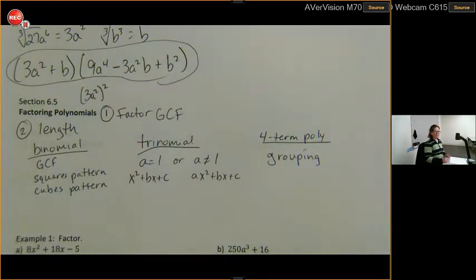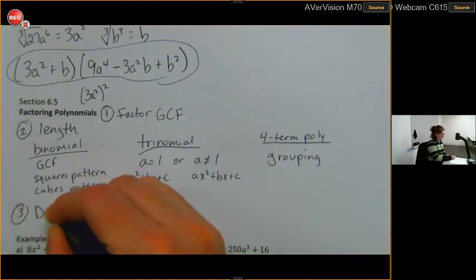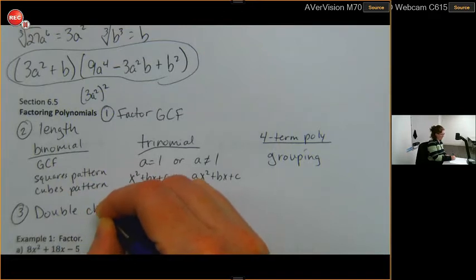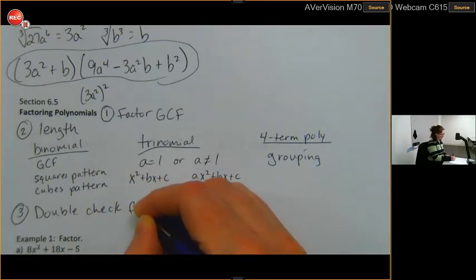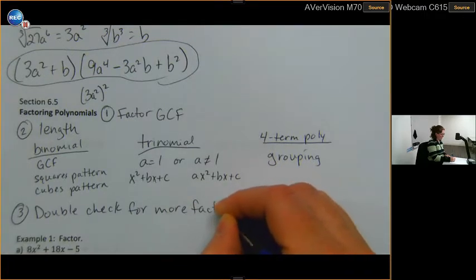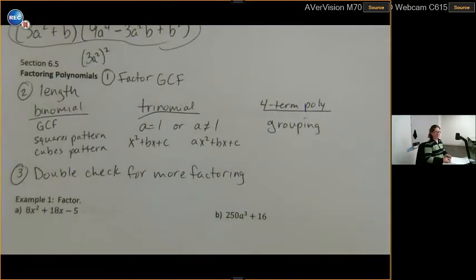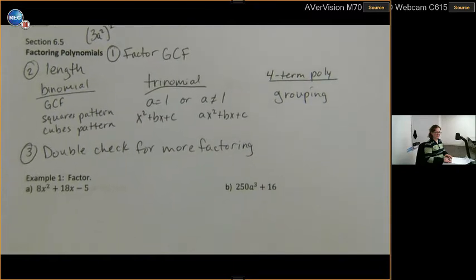After you've done whatever factoring you determine is necessary, I always say double check for anything you may have missed. Whether it's another GCF, or sometimes you factor by grouping, and then when you're done factoring by grouping, you end up having a squares pattern. So just always double check to make sure that there's nothing else you can do.